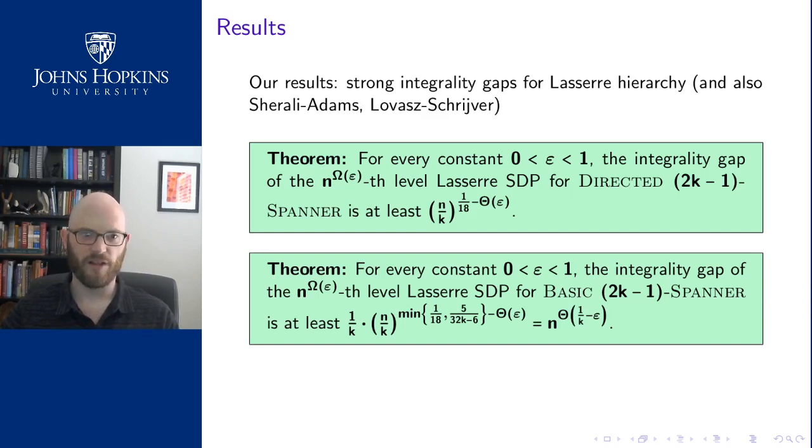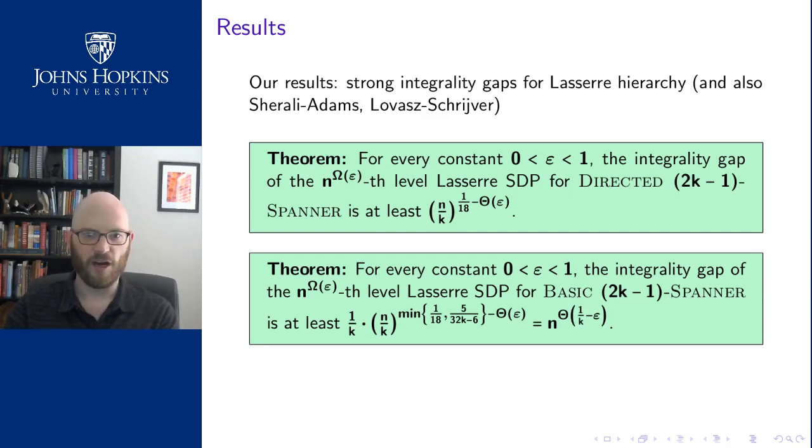Even for polynomial levels of the hierarchy, which you clearly cannot solve in polytime, even if you could, you still wouldn't be able to use that to get an approximation better than about n to the 1/18, which is certainly better than root n, but is not dramatically better. You know, it's not n to the 1 over 1,000 or something like this.